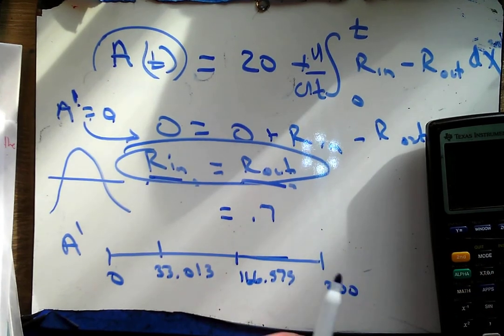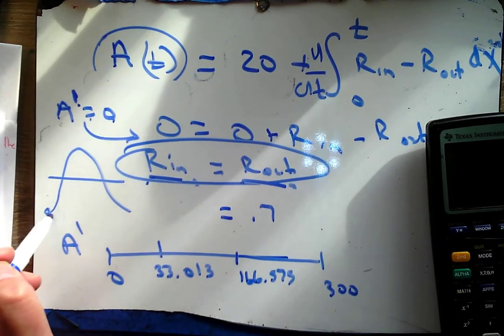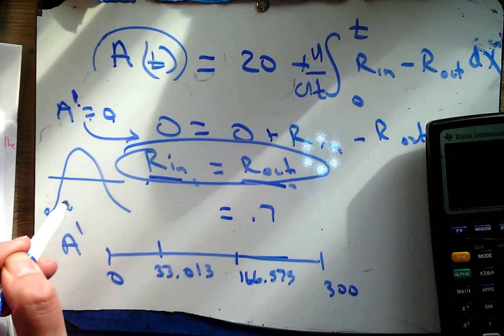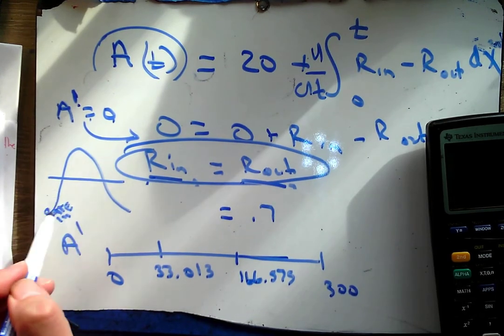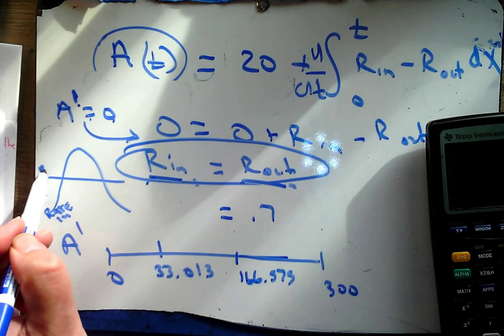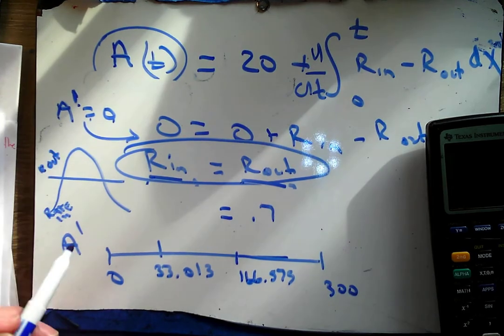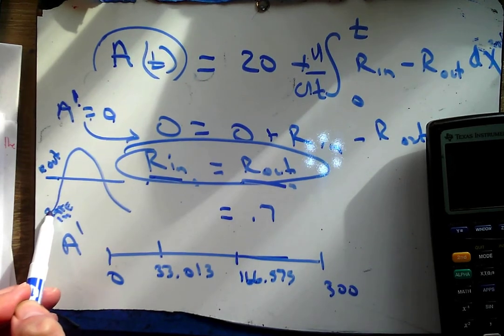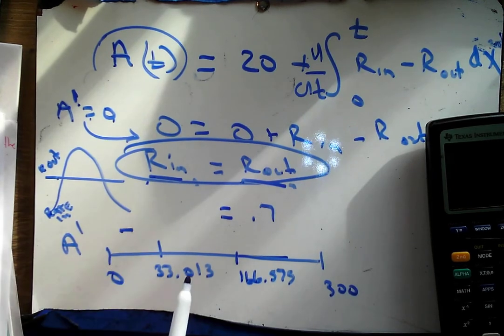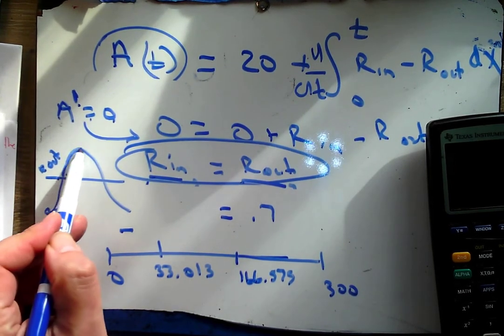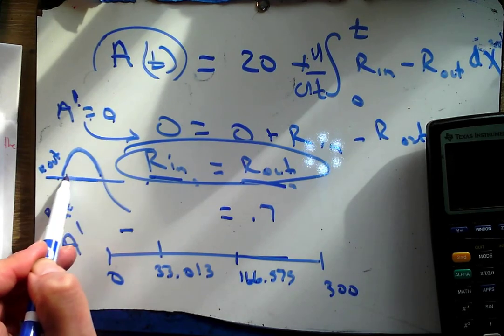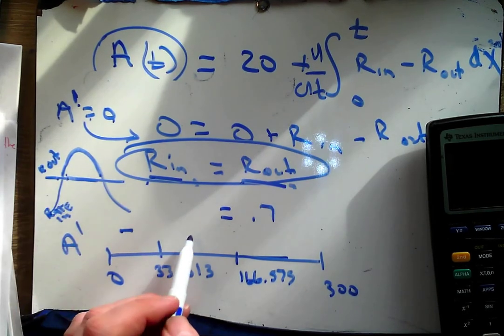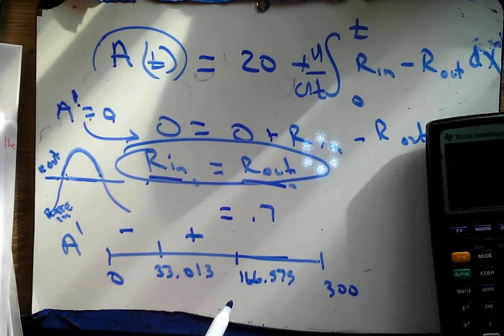Okay, now this is rate in. That's this curve. And this is rate out. Rate out is above rate in. That means the line is getting shorter. Rate in is above rate out, which means the line is getting longer.